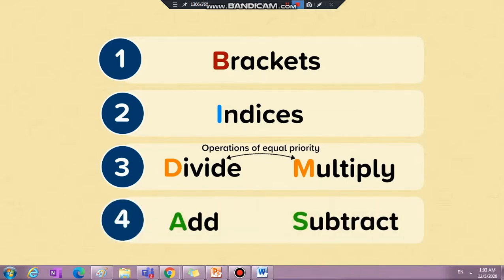The A and S in BIDMAS stand for add and subtract. These are also operations of equal priority. Again, this just means you perform the operations from left to right. In the word BIDMAS, the operations are in the correct order that they should be completed in. Try to remember BIDMAS.